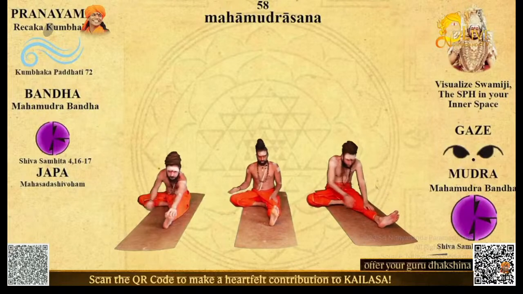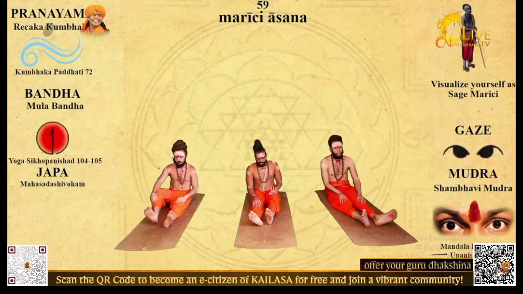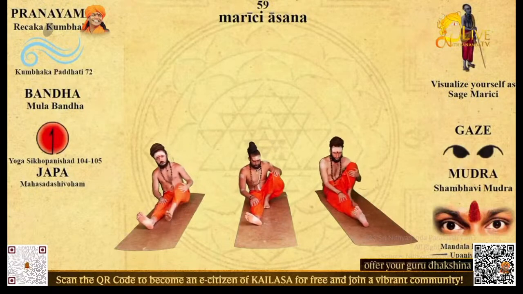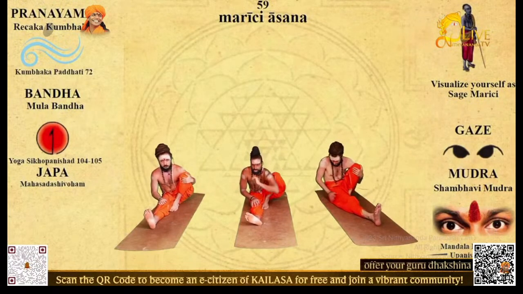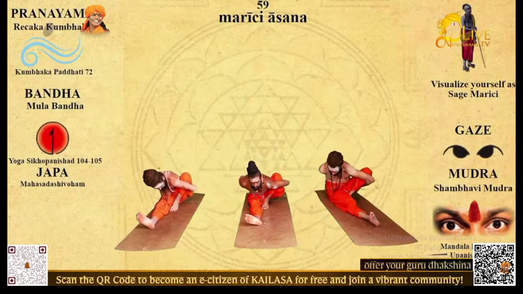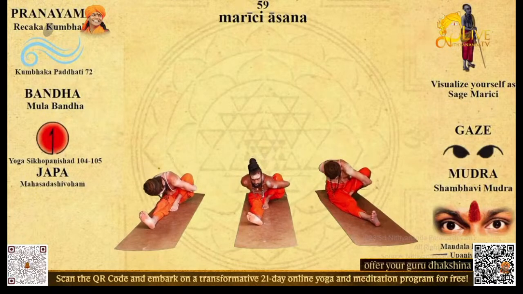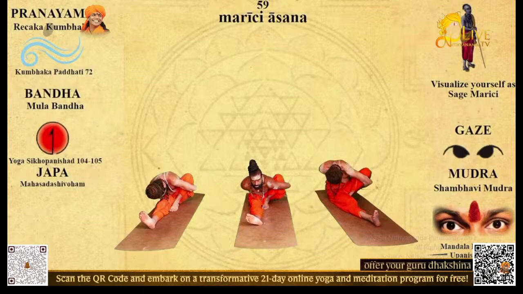Inhale, rise up now. Bring the right leg forward now. Left leg heel to the perineum, knee raised to the chest. Wrap the hands around. Interlace the fingers at the back. Visualize Sage Marichi in the inner space as you engage Moola Bandha, and the japa is Mahasadashivoham.